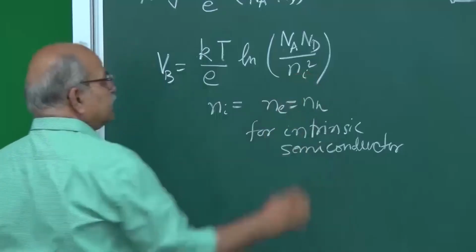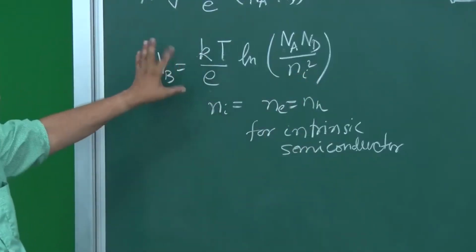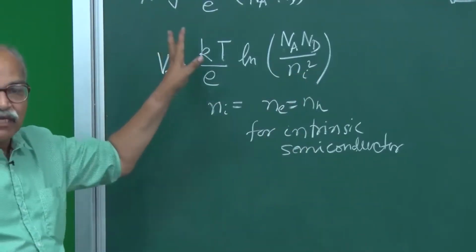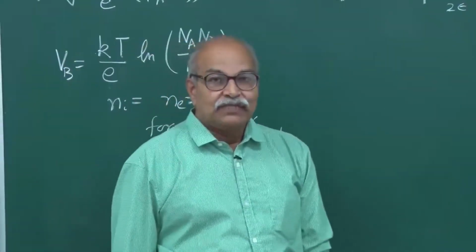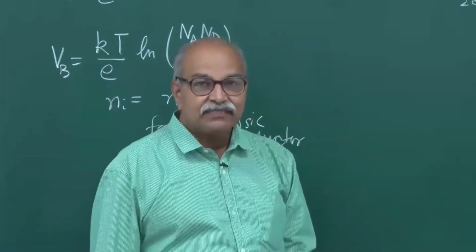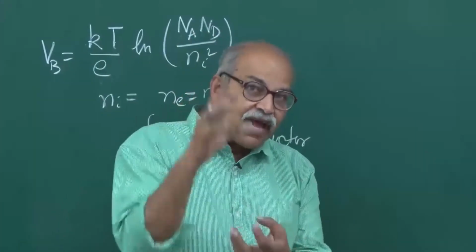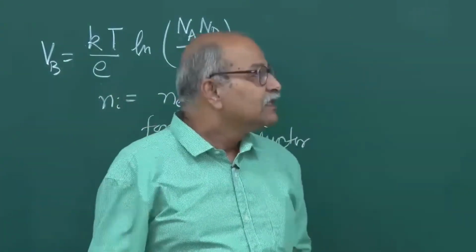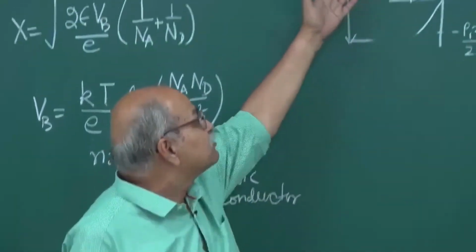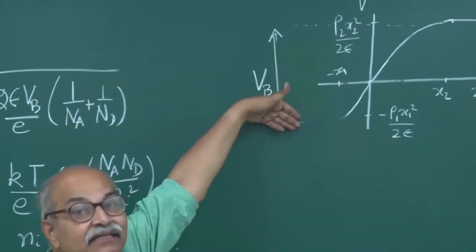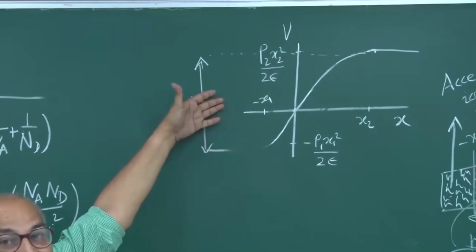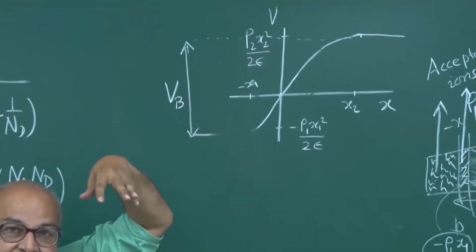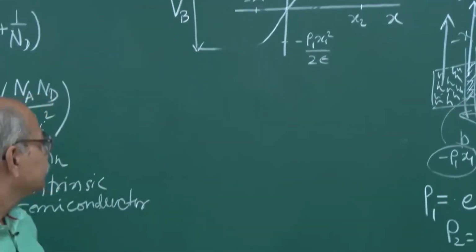So that is this Ni. So this gives you this expression for Vb. Alright, so the next thing I will take up is the energy band diagram of this semiconductor, this p-n junction, and the effect of this internal potential difference that is created on the energy band diagram.